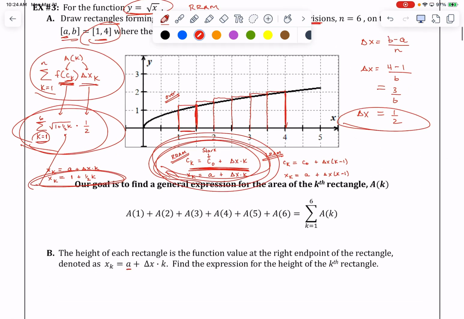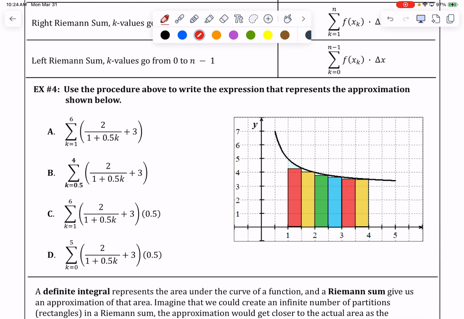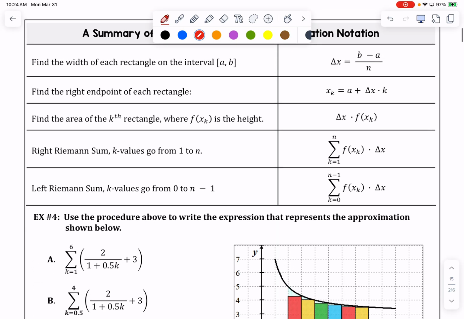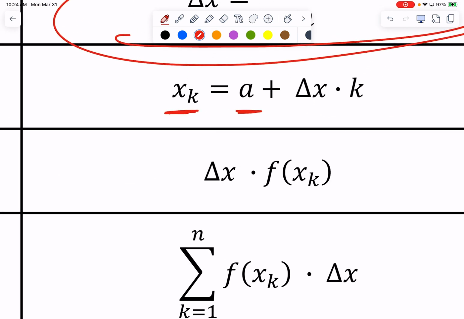All right, let's do some examples with this. We're going to do a couple. Here's a multiple choice one that does it. She gives you some steps. Here's a summary of the procedure. First of all, find delta x. That's the most important part. You can't write it as a summation without knowing what delta x is. Then find your x sub k or your c sub k, which is always going to be start. Everybody say it with me. Start plus what? Delta x k.